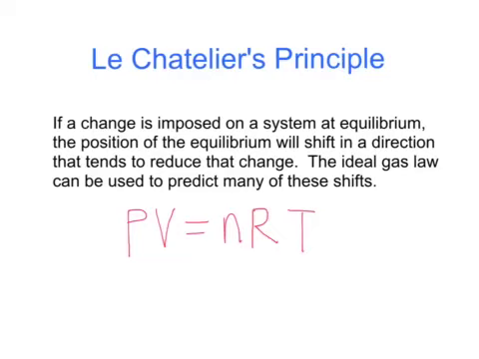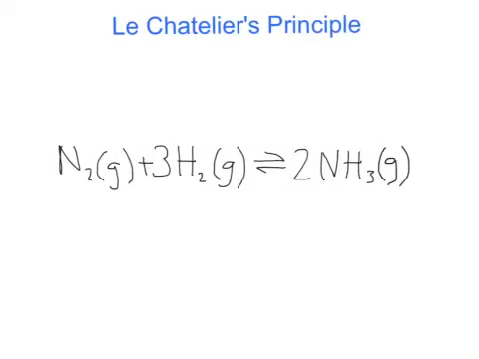The ideal gas law can be used to predict many of these shifts. Adding a product or reactant will cause the equilibrium to shift in the opposite direction in order to compensate. Removing a product or reactant causes the equilibrium to shift in that direction in order to reestablish the equilibrium concentration. For example, if I remove hydrogen gas, the equilibrium will shift to the left in order to compensate and create more hydrogen gas. Whereas if I add hydrogen gas, the equilibrium will shift to the right to use up the extra hydrogen gas and reestablish equilibrium.